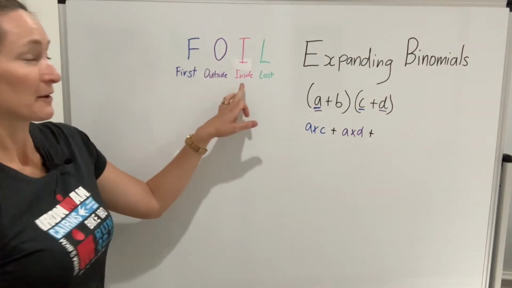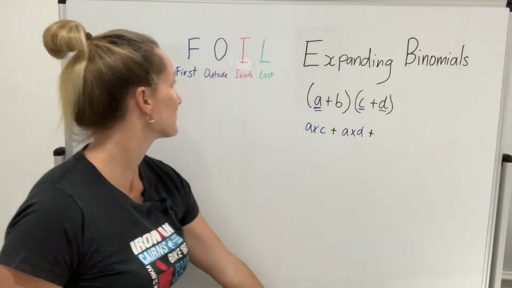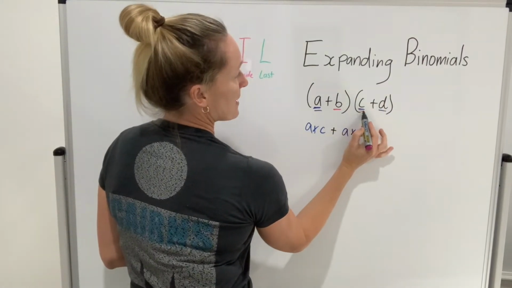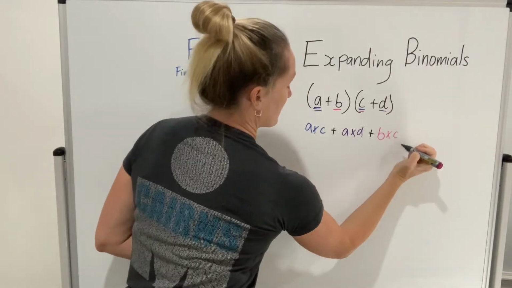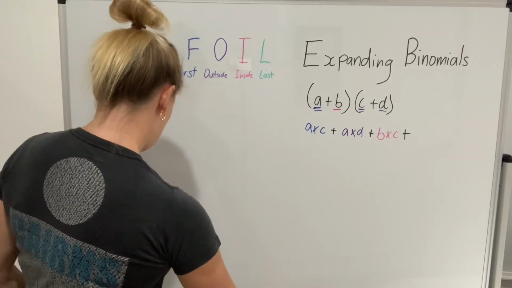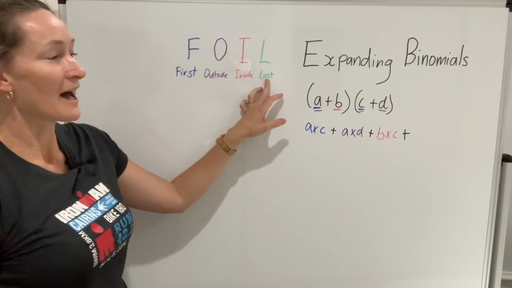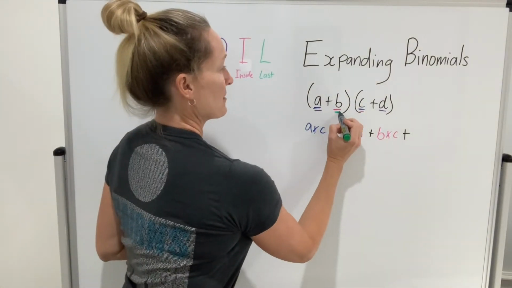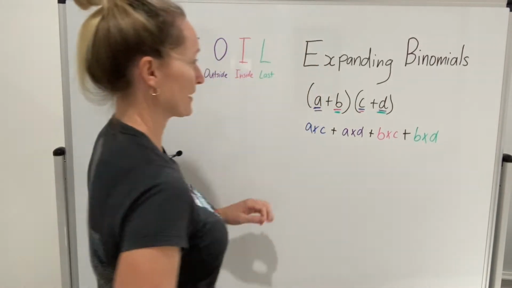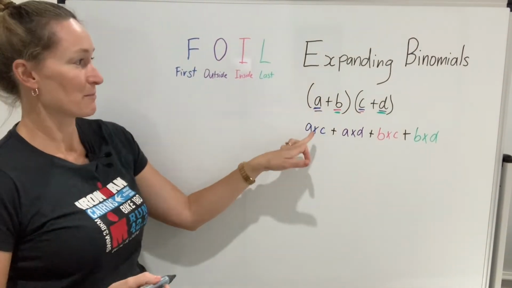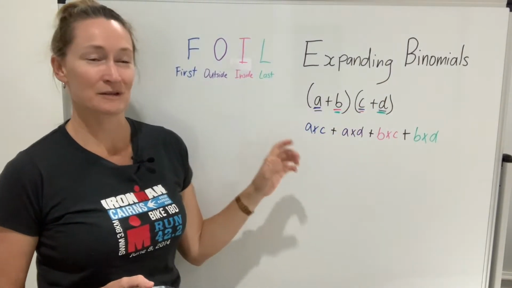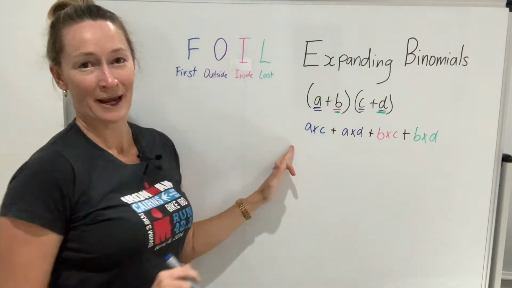Plus, then we're up to the inside. Do that in pink. So the two terms inside this whole thing are B and C. So we do B multiplied by C. And then our last one, the last term in each set. So B multiplied by D are the two last ones. Okay, so you can clearly see that A has been multiplied by the C and the D, and B has been multiplied by the C and the D as well. So FOIL is a way of making sure you've covered all the bases there.